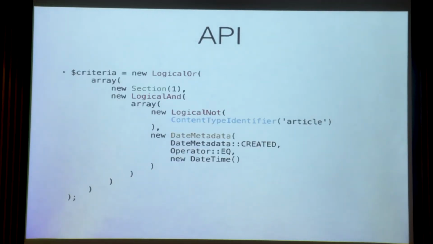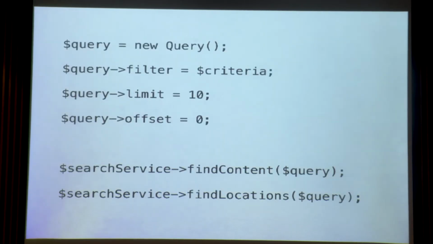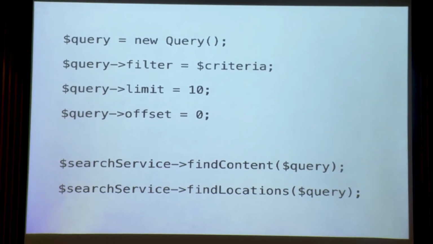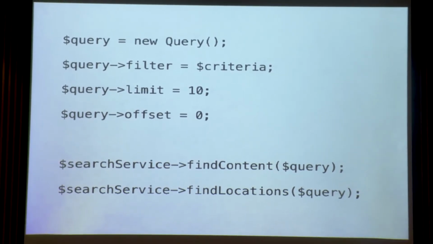Okay, all right, there it is. And next, we also have a query object, which we fill with some parameters. And then we have a search service to search for content or for locations. So these are two different kinds of search. We can search for content and for locations. Okay. Not yet the end. Now we can start with the code.